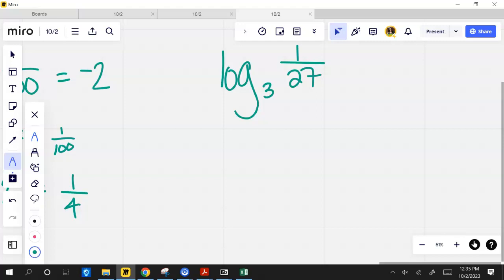Hold on. What's your guess? -3. Why is it -3? The negative flips it over, and 3 to the third power, boys, is 27. Remember, we're looking for exponents.